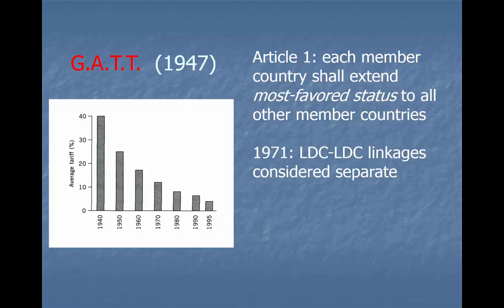Now this was modified in 1971 when we really start to get the emergence of our serious less developed country problems. And in an attempt to help them, they allowed less developed country to less developed country linkages to be considered separate. So they could cut each other bigger breaks. But of course, knowing the nature of trade, how it's raw material based, how little is going out that's not similar, this hasn't had a huge impact.